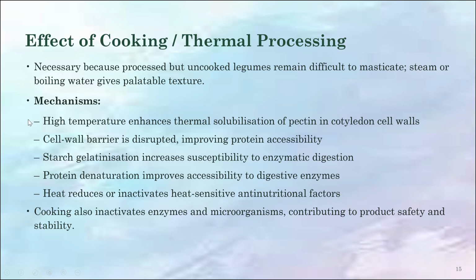And the effect of cooking and thermal processing. Cooking is most important because uncooked legumes remain difficult to masticate. By using steam or boiling water, you can cook the pulses, so it will give you a palatable texture. The high temperature will enhance the thermal solubilization of pectin in the cotyledon cell walls. The cell wall barrier is disturbed, which improves the protein accessibility.